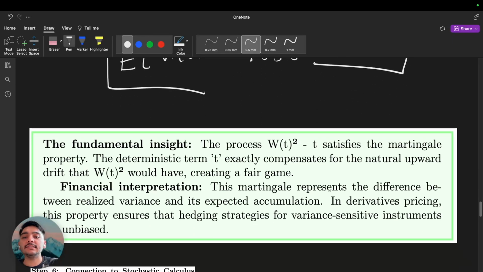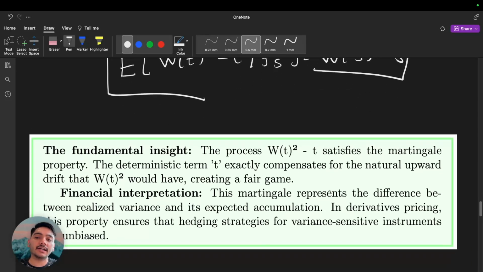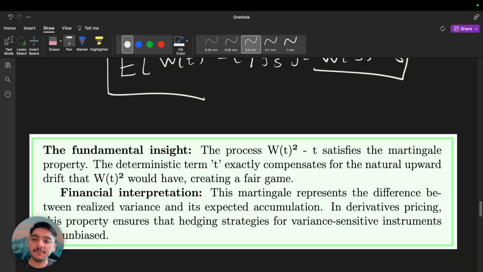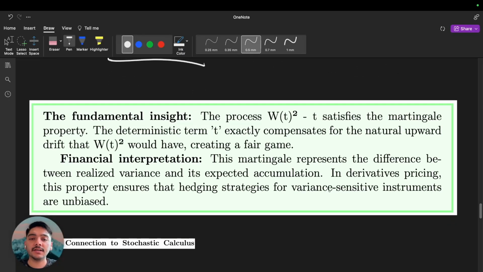The fundamental insight is that the process W_t squared minus t satisfies the Martingale property. The deterministic term t exactly compensates for the natural upward drift that W_t squared would have, creating a fair game. The financial interpretation is that this Martingale represents the difference between realized variance and its expected accumulation. In derivative pricing, this property ensures that hedging strategies for variance-sensitive instruments are unbiased.